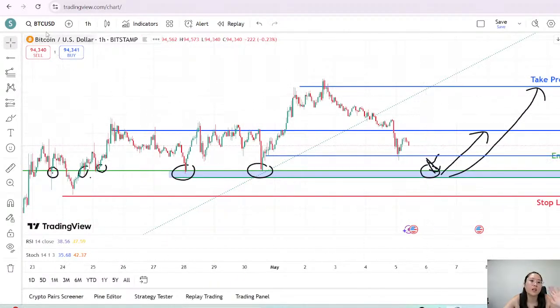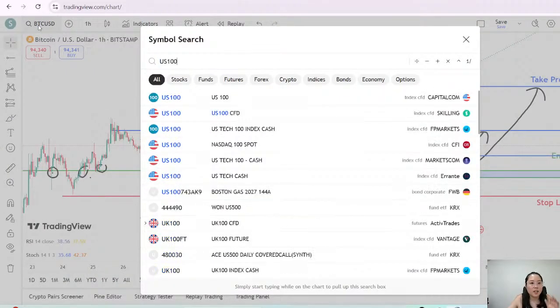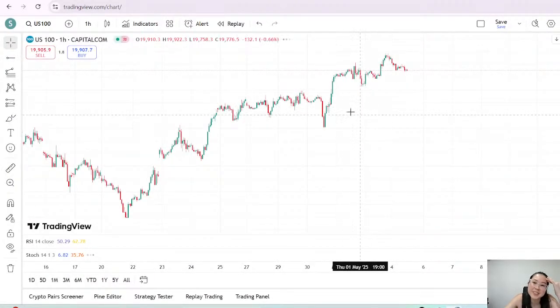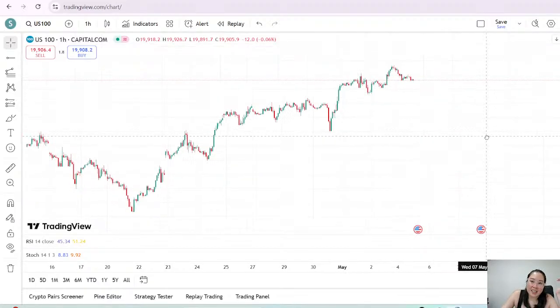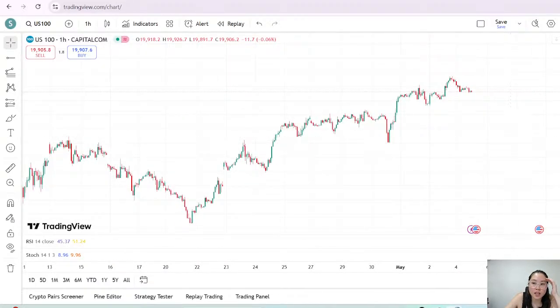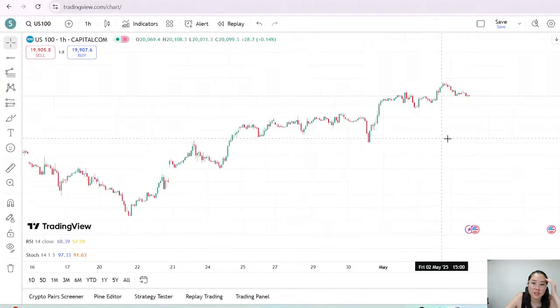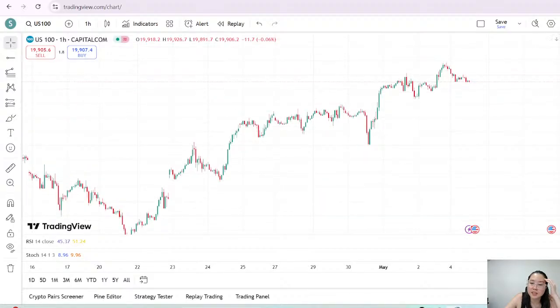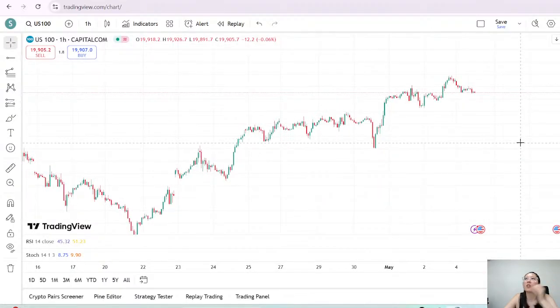Okay, so yes, we're good with BTC. Let's quickly look at one more chart and then let's call it a day. Okay, US 100. Oh, I do not like US 100. US 100, which is the top 100 tech companies in the US.